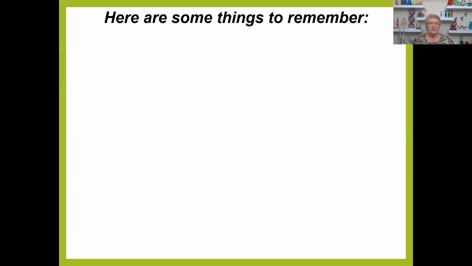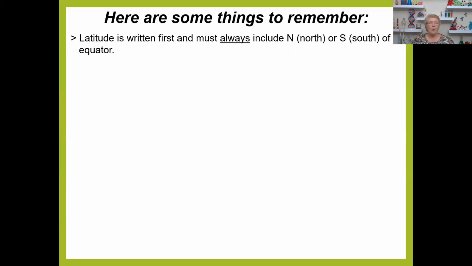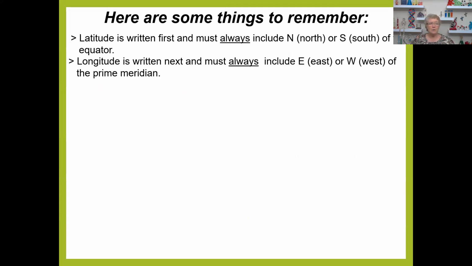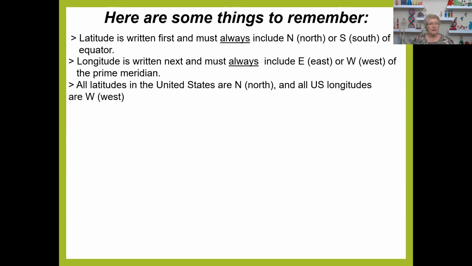All right, so here's a couple things to remember about longitude and latitude. We always write latitude first, and it must always include either north or south to tell us whether it's north of the equator or south of the equator. Longitude is written next, and it includes E or W for east or west of the prime meridian. All the latitudes in the United States are north, and all our longitudes are west because we're in the northwest quadrant in the United States.